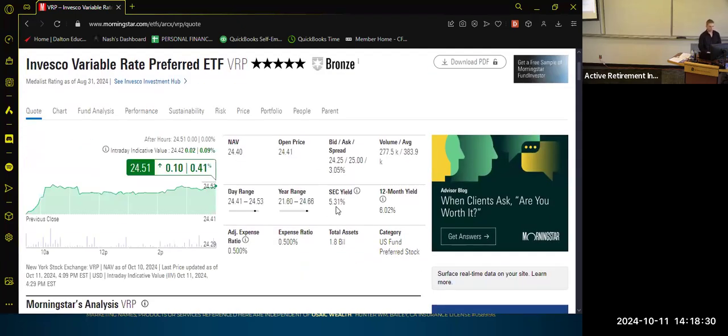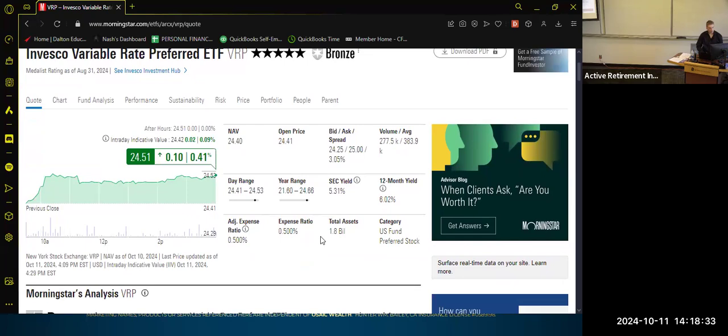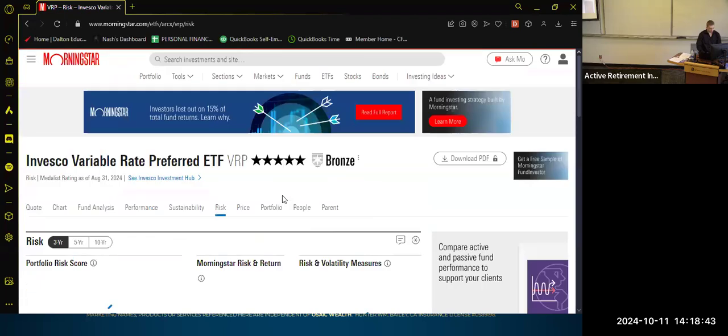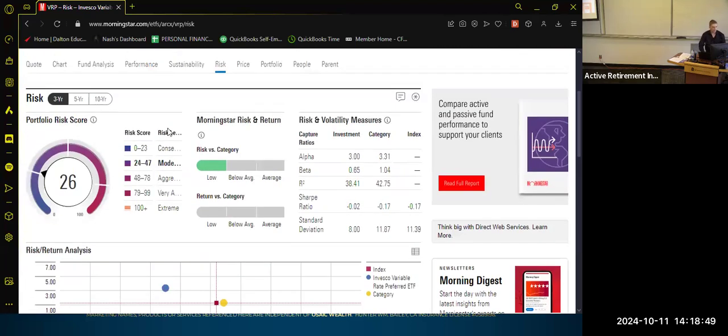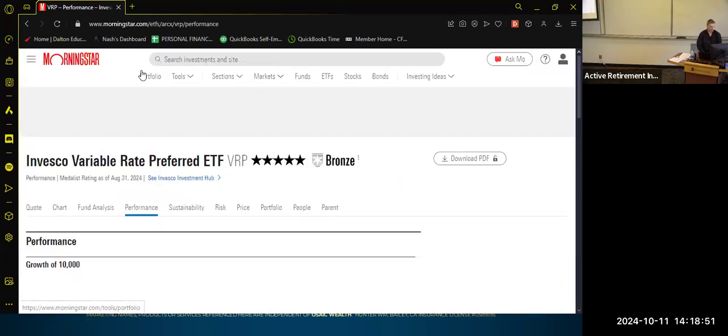VRP giving us 5.31% SEC yield. Not that much higher than the government bonds, but remember, we're also paying 0.5% for that. So really, we're getting closer to 6%. And that's with a risk that's not ridiculous, lower than its category, higher than some of those other investments. But again, we're getting that better yield.